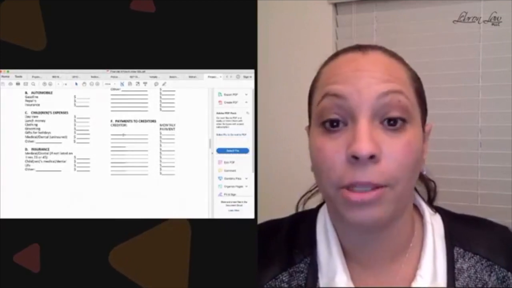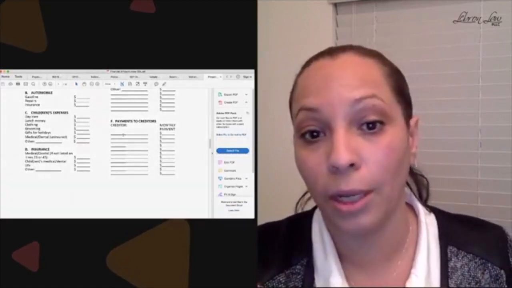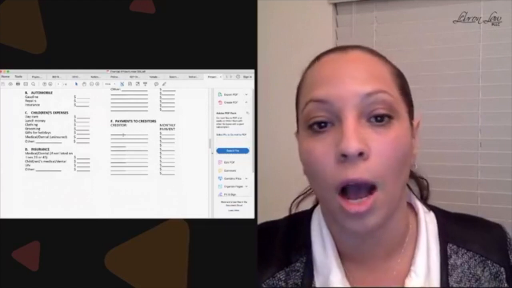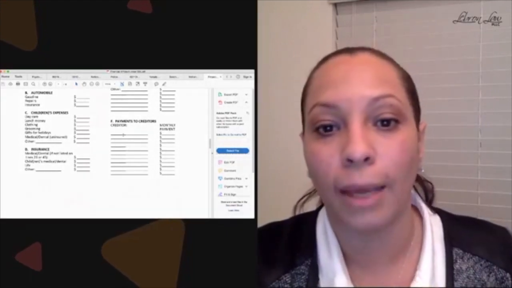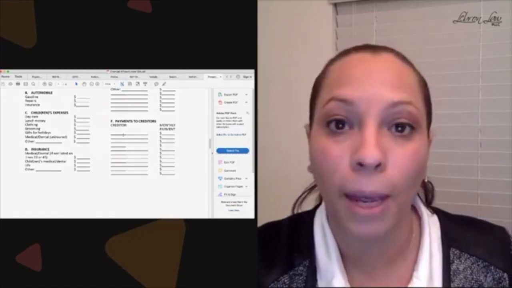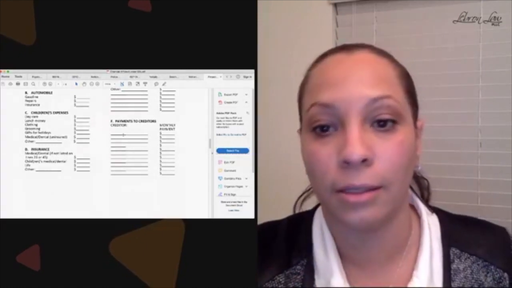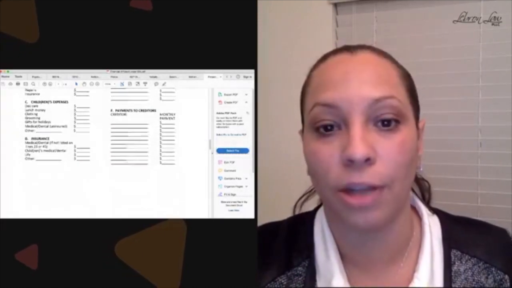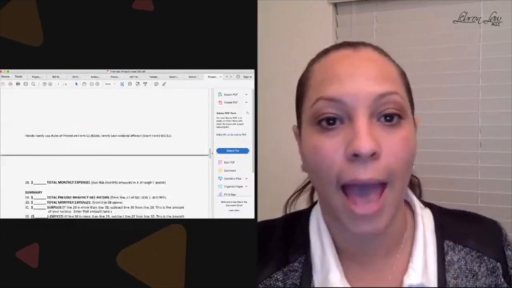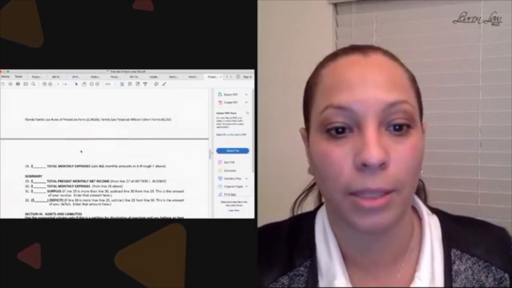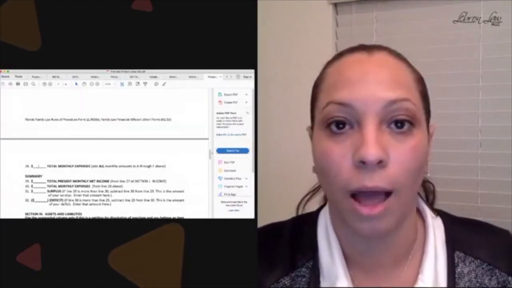Section F, payments to creditors. Here's where you would list any payments you have, maybe credit card payments or student loan payments. You can itemize those in section F. So on line 28, you are going to add up all of your monthly expenses and put the total on line 28.